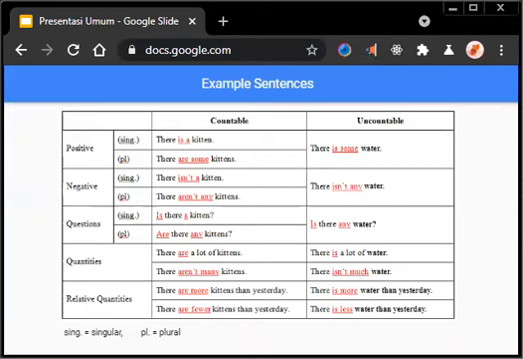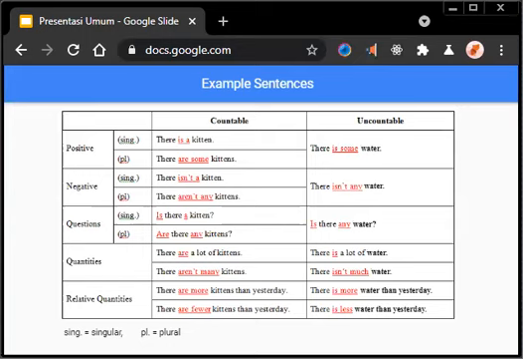Alright, there's a lot of difference between the two of them. First, in the positive form, the countable noun has two forms, singular and plural. There is a kitten and there are some kittens. Well, the uncountable noun has only one form, which is there's some water. The negative and question forms are the same as the positive.